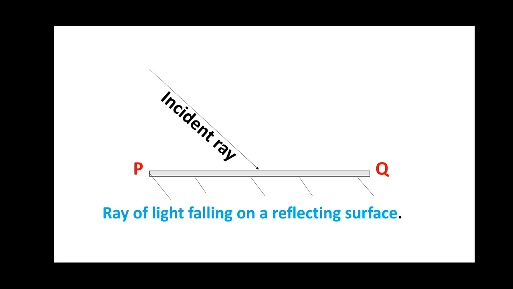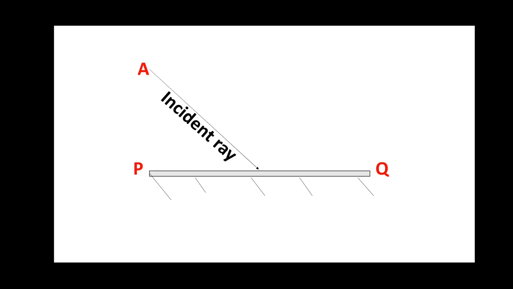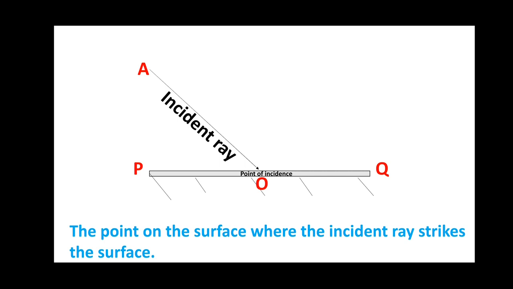Let us name the incident ray as AO. A is the point from where light is falling. O is the point to which light is falling. The point O is named the point of incidence. The point of incidence is the point on the surface where the incident ray strikes the surface.